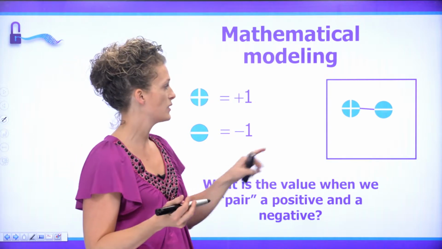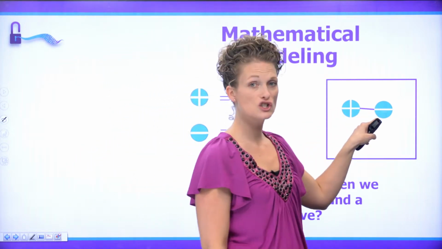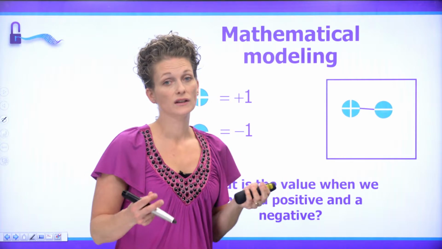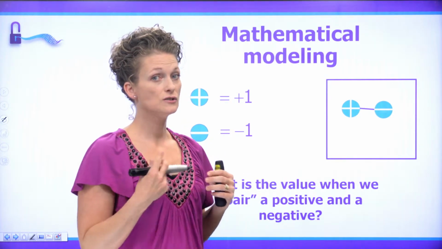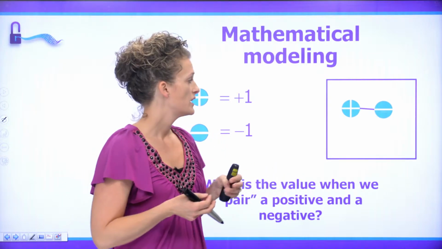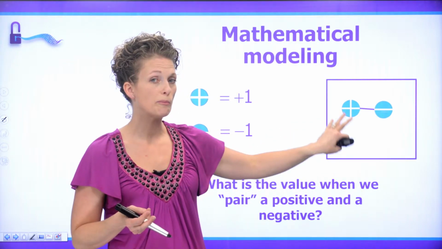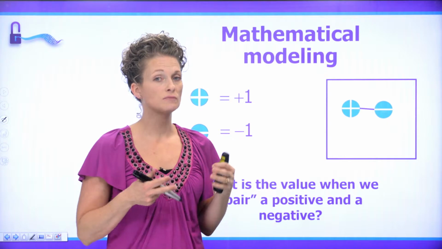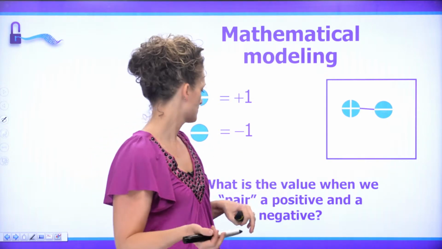So what happens when you have plus 1 attached to a minus 1? Well, if I have $1 and you take $1 away, how much do I have? I don't have anything. So it's what we call a neutral pair. So plus 1 minus 1 doesn't change any values.